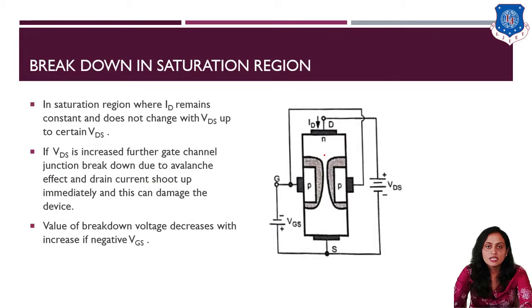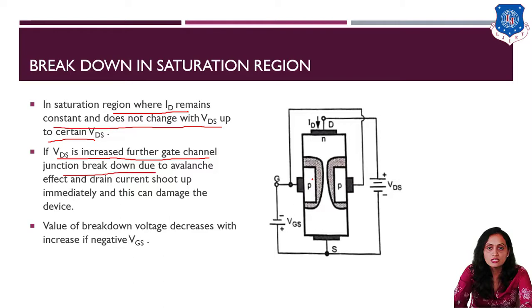Now, the breakdown region in the saturation region. In the characteristic we had seen that after applying a certain amount of VDS, the current doesn't remain constant. A very high amount of current ID is flowing. In the saturation region, ID remains constant and doesn't change with the increase in VDS up to a certain VDS only. If VDS is increased further, the gate-channel junction will break down due to the avalanche effect, and the drain current shoots up immediately, and this can damage the device.